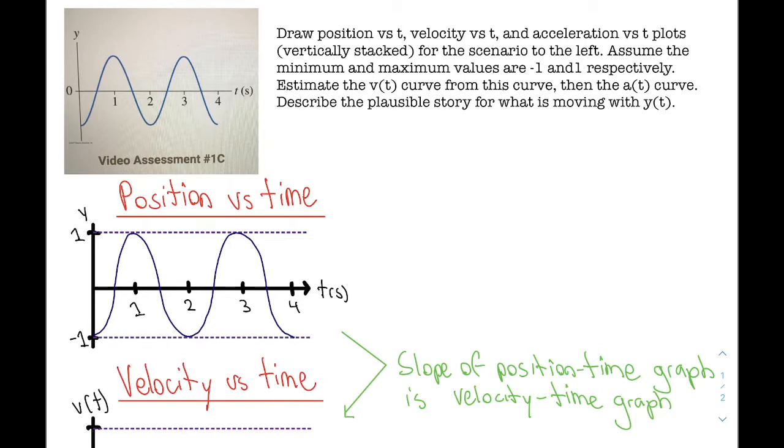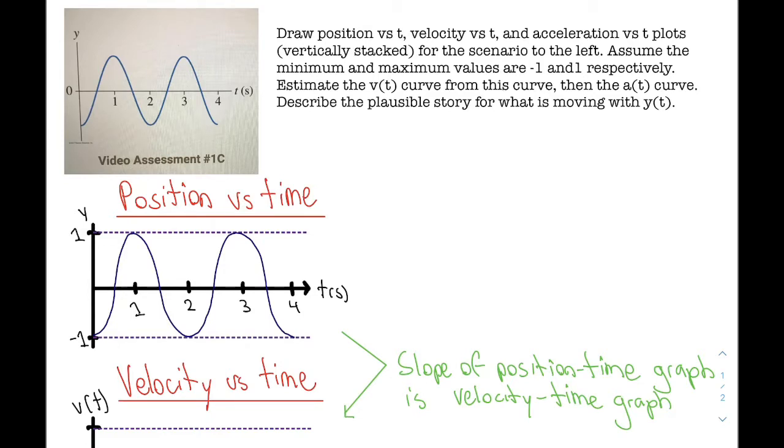So the question asks, draw position versus time, velocity versus time, and acceleration versus time plots for the scenario to the left. Assume the minimum and maximum values are 1 and -1 respectively. Estimate the velocity time curve from this curve, then the acceleration time curve, and describe the plausible story for what is moving with position time.